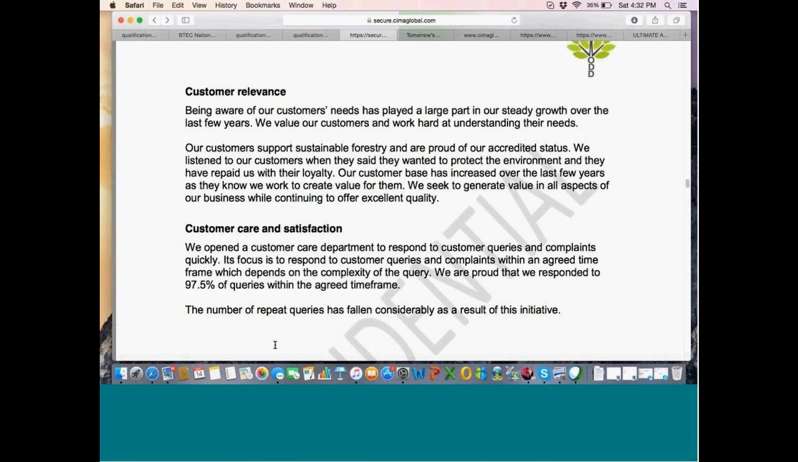Yeah. So if we look at, one second. Being aware of customer needs has played a large part in our steady growth over the last few years. We value our customers and work hard at understanding their needs. Okay, that's good. Anything that comes up, as these are some prominent points that you need to talk about.